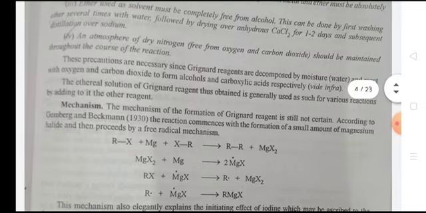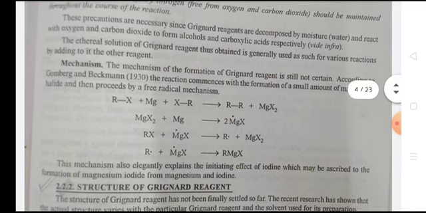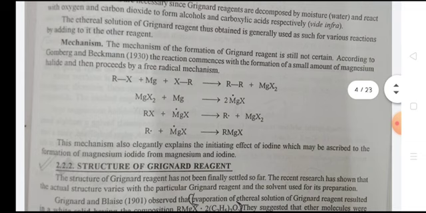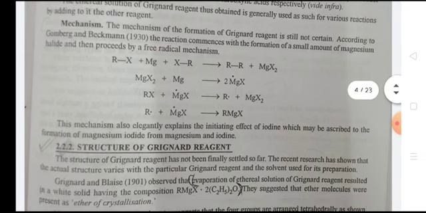Fourth, an atmosphere of dry nitrogen should be maintained throughout the course of the reaction. These precautions are necessary since Grignard reagents are decomposed by moisture and react with oxygen and carbon dioxide to form alcohols and carboxylic acid respectively. The ethereal solution of Grignard reagent thus obtained is generally used as such for various reactions by adding to it the other reagent. The mechanism of formation of Grignard reagent is still not certain.